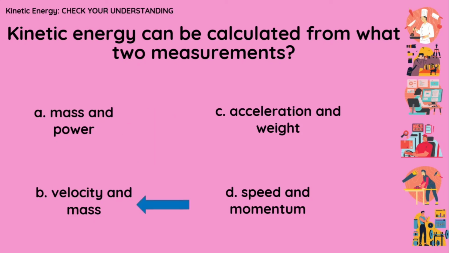The answer is letter B. Ang formula ng kinetic energy is kinetic energy is equal to 1/2 mv squared. M stands for mass and V stands for velocity. So kinetic energy can be calculated with mass, with the given mass, and velocity. So sino kaya ang naka-perfect ng sagot? So very good.